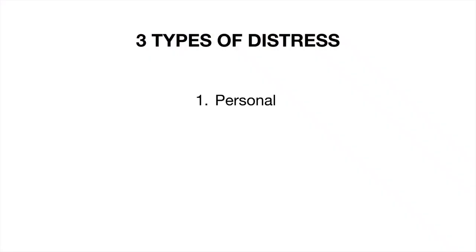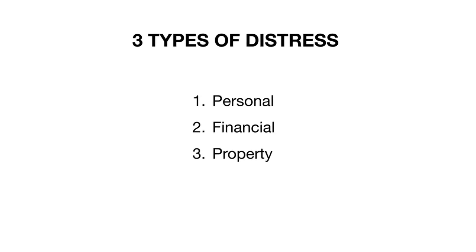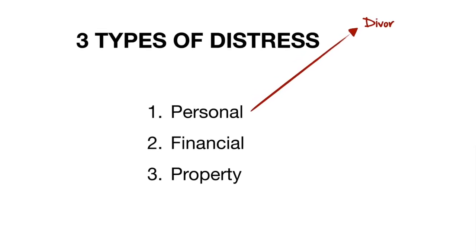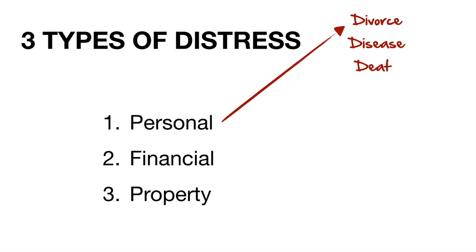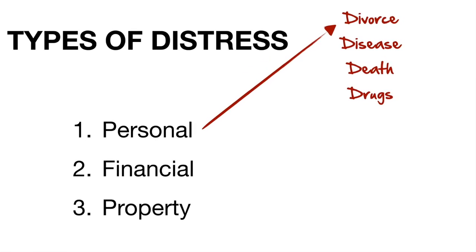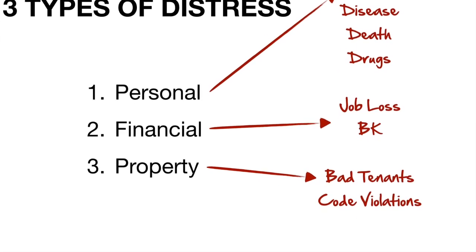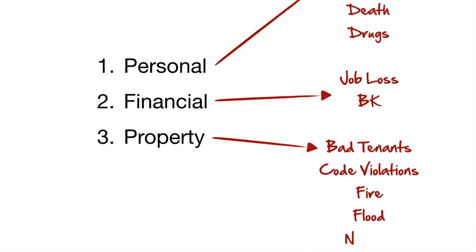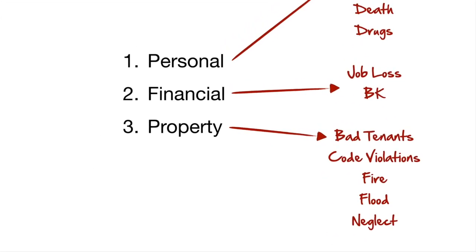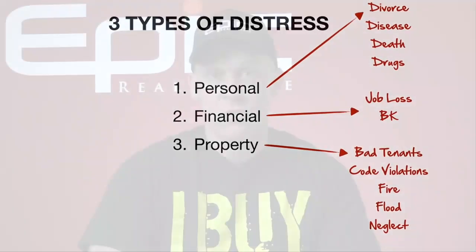And I'm referring to three types of distress. There's personal distress, there's financial distress, and there's property distress. So personal distress, that's like divorce and disease, death, or drugs, what investors refer to as the 4 Ds. And then there's financial distress like job loss, bankruptcy, or really anything that disrupts their income. And then there's property distress like bad tenants, code violations, fire or flood damage, or overdue or neglected maintenance and repairs. And many of these can overlap into more than one category of distress.